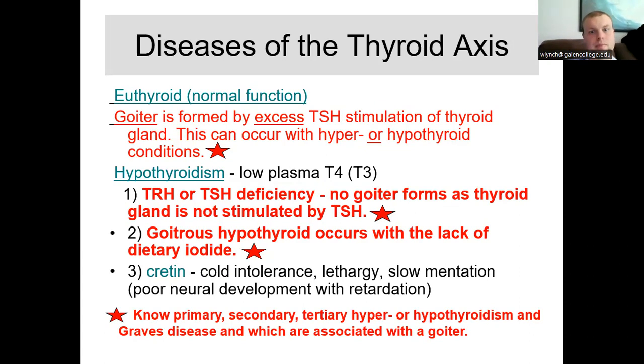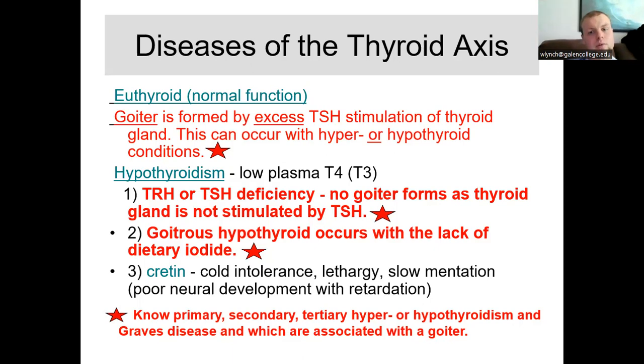For hypothyroidism, this is a low plasma T4 or T3. This can come from three different things. It can be a TRH or TSH deficiency. That is going to lead to no goiter formation because the thyroid gland is not being overstimulated.